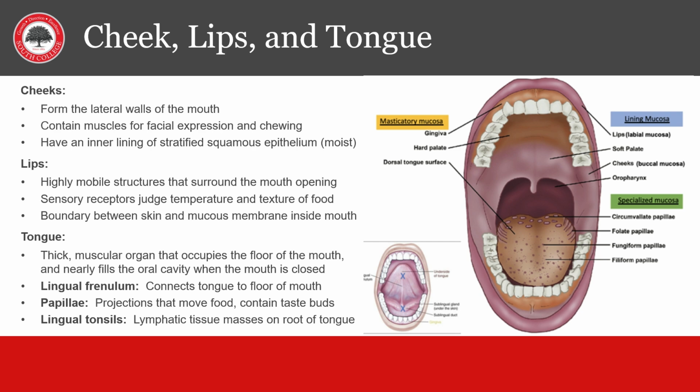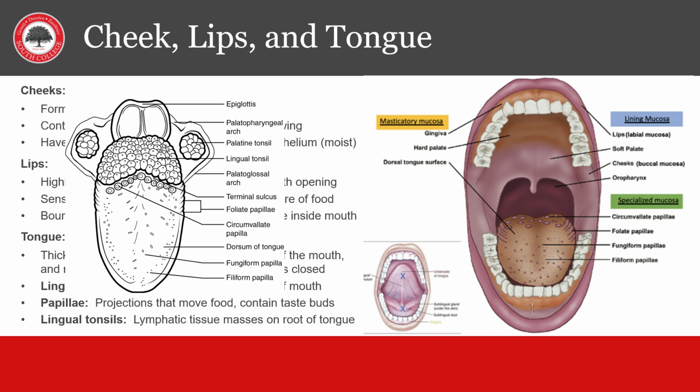The cheeks surround the mouth and provide the lateral walls and are made up of stratified squamous epithelium. The lips are very mobile and along with the cheeks aid in facial expressions. The tongue, shown here in more detail, aids in moving the food bolus and provides taste buds to taste the food. It is connected to the floor of the mouth by the lingual frenulum. The papillae are projections to help move the food bolus. Lingual tonsils contain lymphatic tissue.